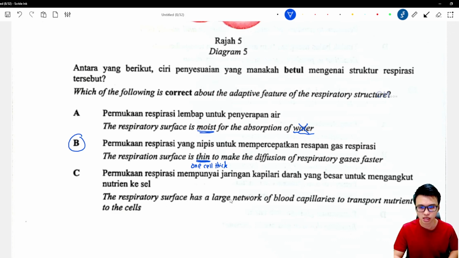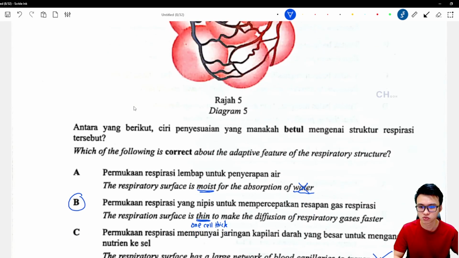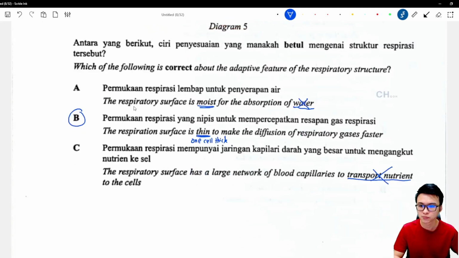How about C? Network of blood capillaries. Yeah, this one is correct, but it's not to transport the nutrients. Transporting the nutrients is wrong. It's the transportation of the gas. So answer B is the one which is correct.